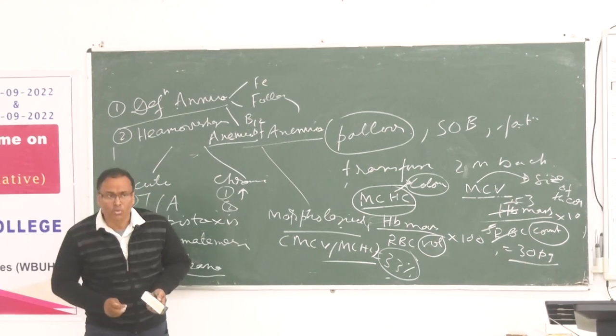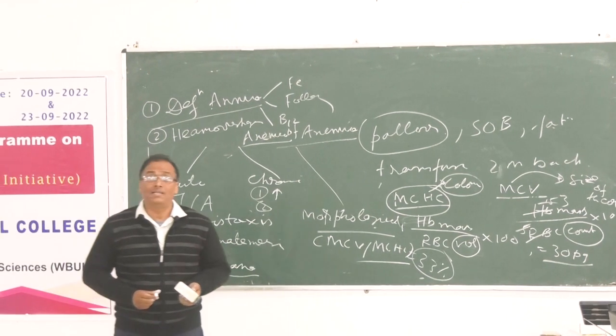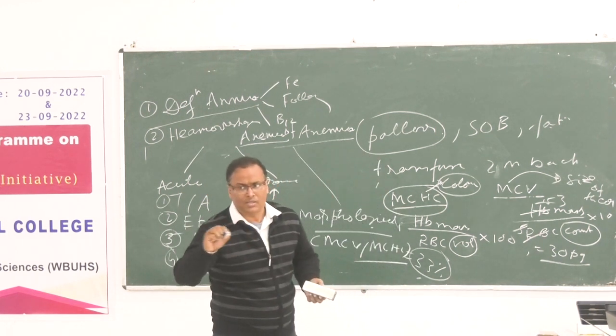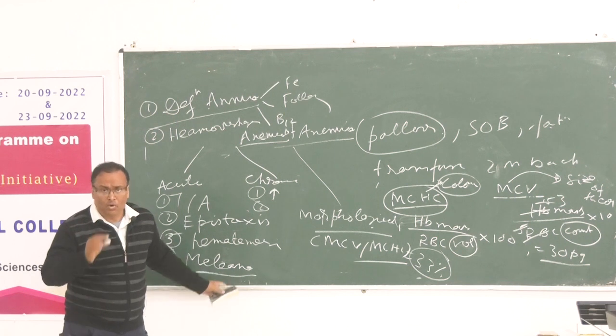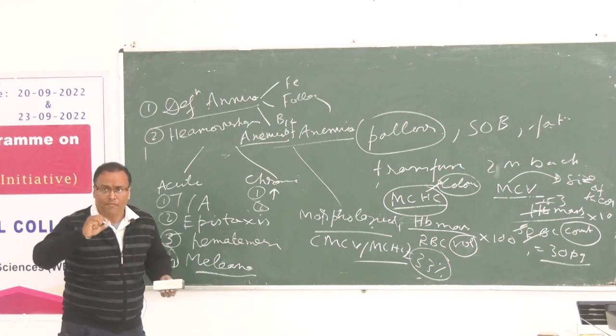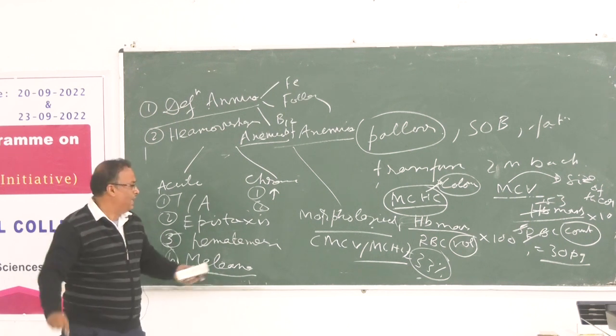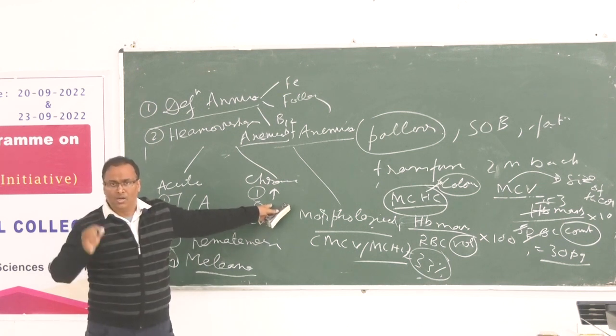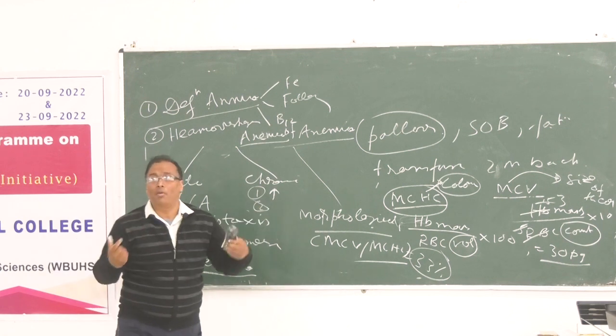Number two, suppose a peptic ulcer disease, that happens in melena, but continuously he is bleeding from the ulcer point. That is also happening in case of chronic. Chronic bleeding mechanisms are also there in piles or hemorrhoids, fine.